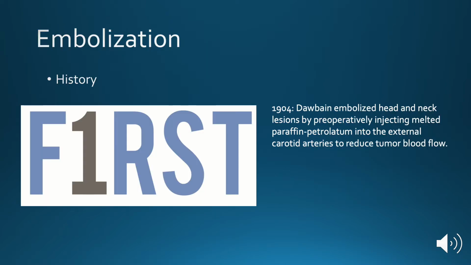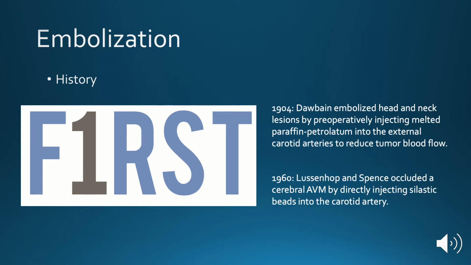But first, let's focus on some history. I think the first time we can say that something resembling an embolization procedure was done was in 1904, when head and neck lesions were essentially embolized preoperatively through the direct injection of melted paraffin and petroleum jelly into the external carotid arteries to reduce tumor blood flow. Nothing was really done with this until 1960, when Lussenhop and Spence occluded a cerebral AVM by directly injecting silastic beads into the carotid artery.